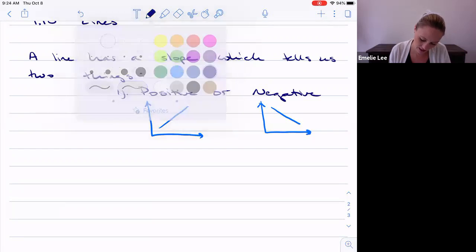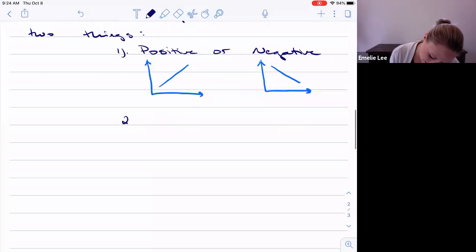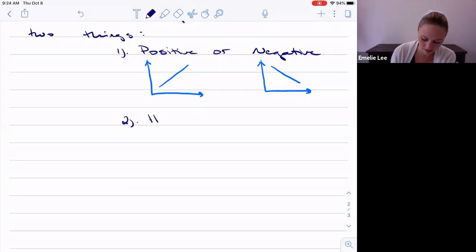The second thing it tells us is how steep the line is. Steepness? Is that a word? It is now. What's the word I'm looking for? I guess steepness. I'll play it safe. How steep the line is.